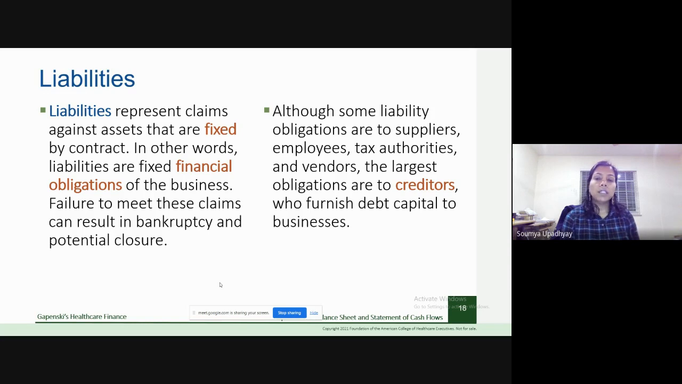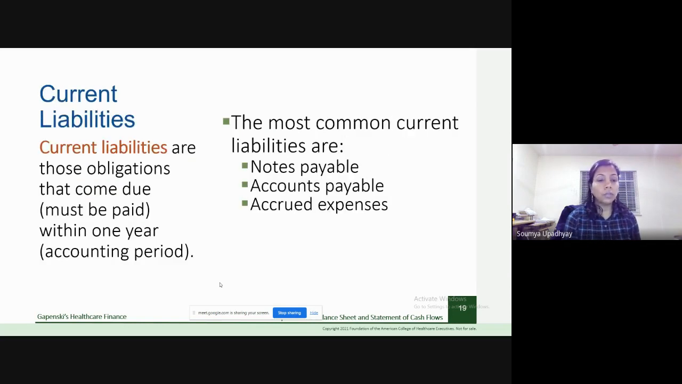Although some liability obligations are to suppliers, employees, tax authorities, and vendors, the largest obligations are to creditors, which is banks in this case. So whoever you're getting the loan from, that is the largest obligation. You can pay your employees, you can pay your suppliers, you can pay your vendors, you can pay your tax people, but you also have to pay your creditors, or the loans that you have obtained.